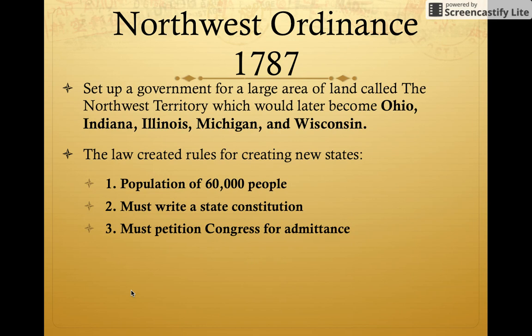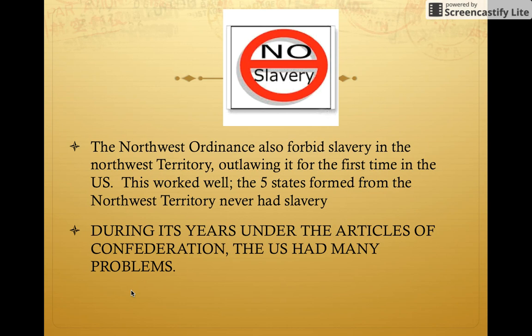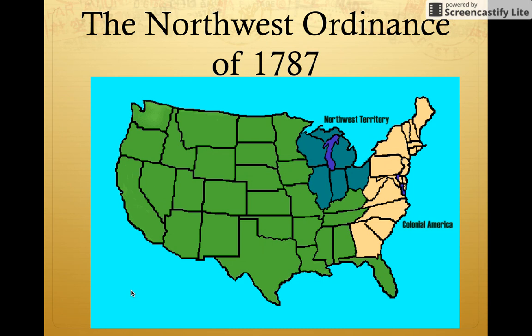Again, the Northwest Ordinance forbids slavery and it outlawed it for the first time in the United States. And so people that moved into that area, they just knew that they couldn't have slaves. But of course, you had some people smuggling slaves in anyway. They didn't care about the laws, and that's going to be a problem. So during its years under the Articles of Confederation, the U.S. had many problems. And so this ordinance, as well as the Land Ordinance, are going to be laws that were under the Articles of Confederation.